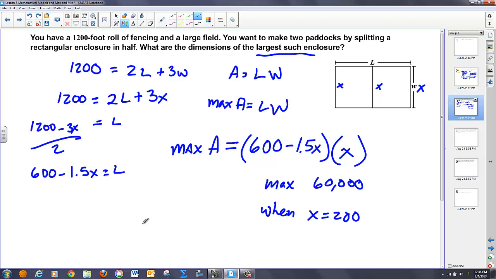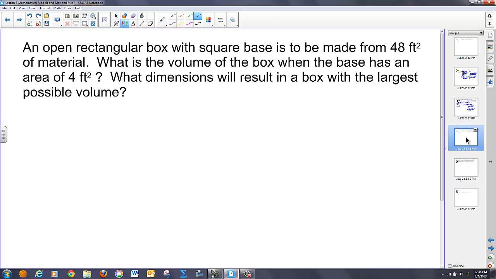We can find the y by plugging back in. So if I want the length, that's just equal to 600 minus 1.5 times 200, which ends up being 300. So I have an x, or a width value, of 200 and a length of 300. And I've answered the question. Again, you can see these problems are a lot more difficult.